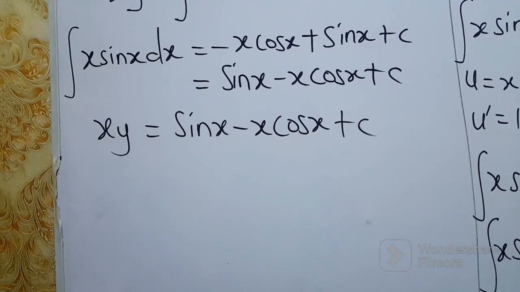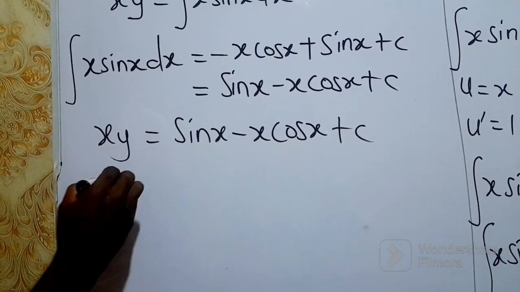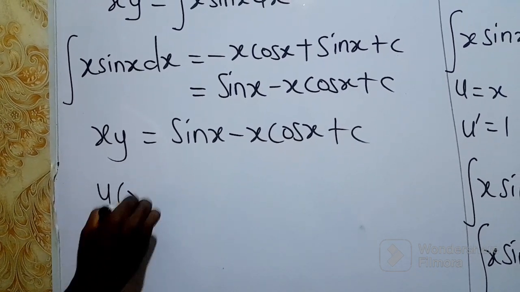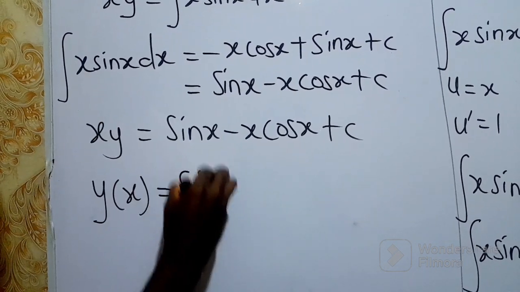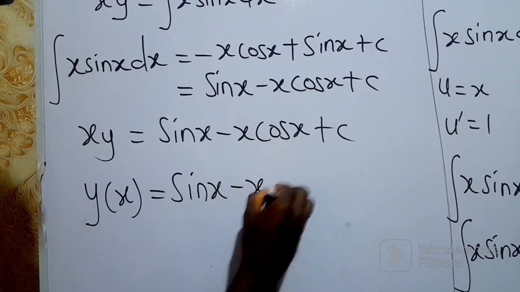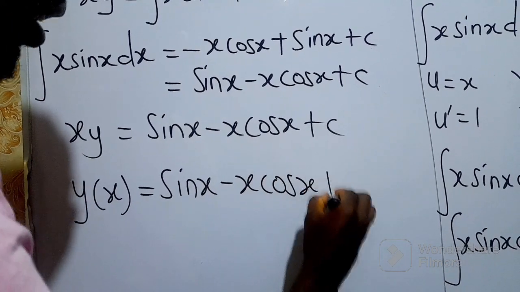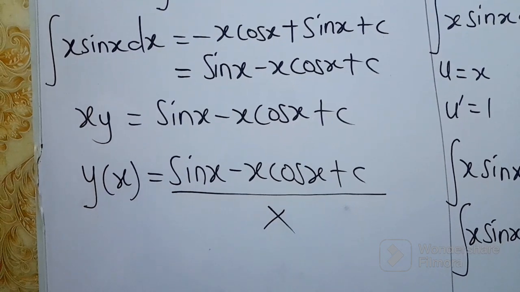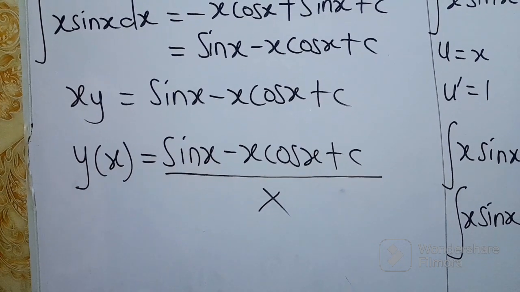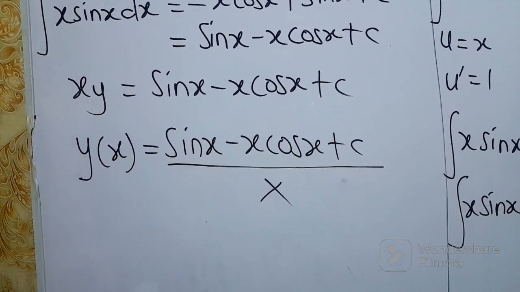So we need the dependent variable to stand alone. So we divide both sides by x. Then our y of x, which is the general solution to the differential equation, will be sine x minus x cos x plus c, all that over x. Then this becomes our general solution to the differential equation. I hope you get that.